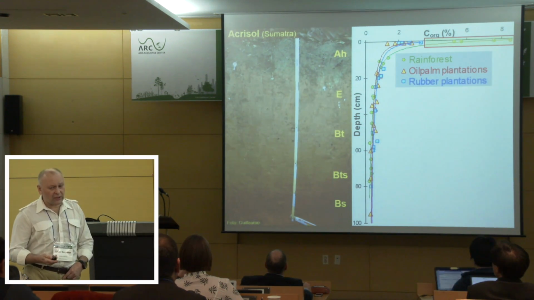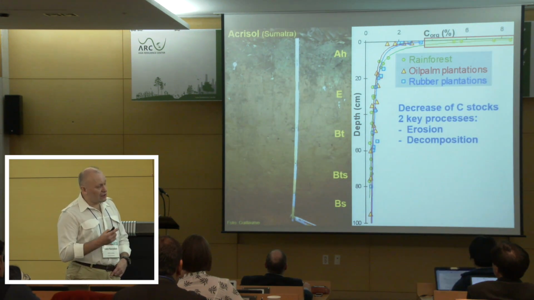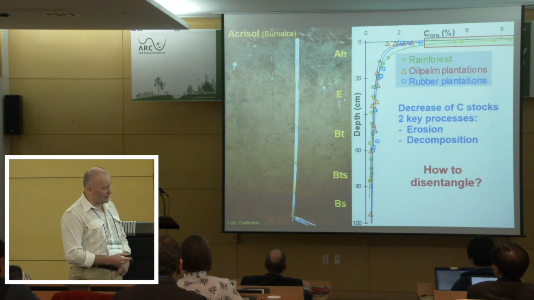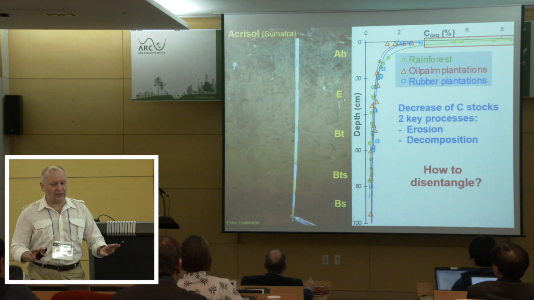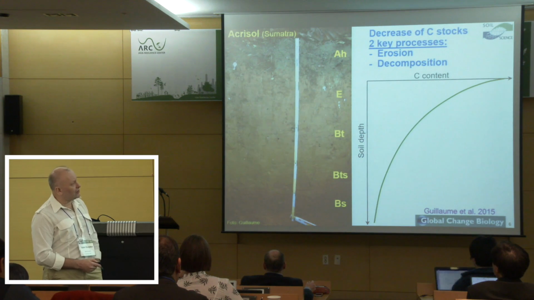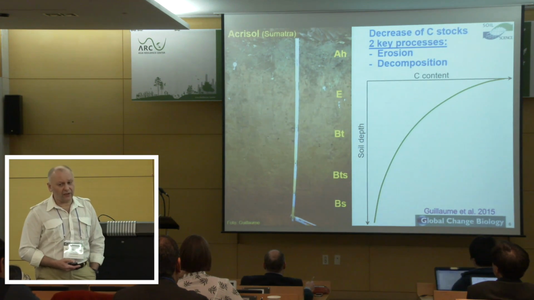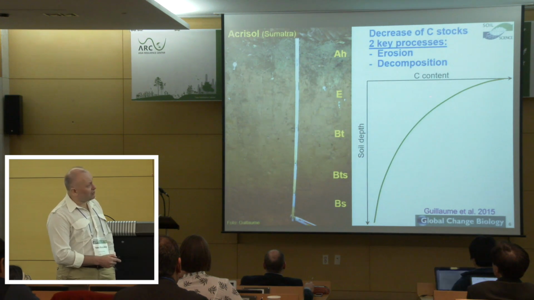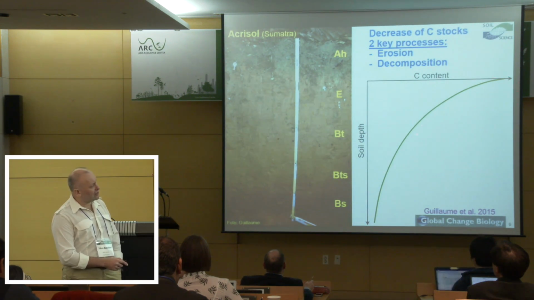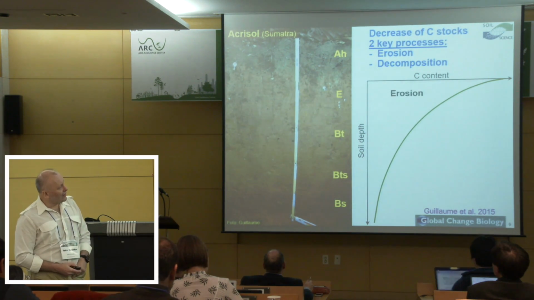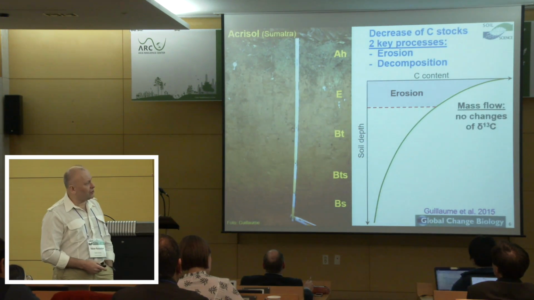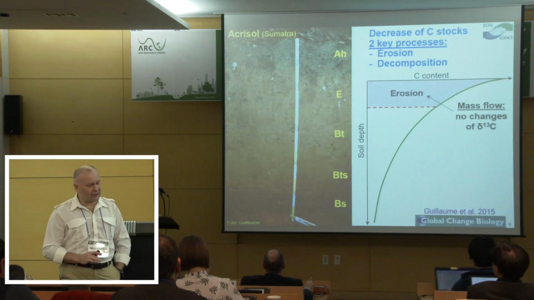And the question was how we can investigate the decrease of carbon stocks by these two processes, erosion and decomposition, how we can disentangle this. For this we suggested completely new methods based on the isotopic composition of the carbon in soil. At first, a few words about our suggestion and hypothesis. If this is carbon content and this is soil depth, this is the common view for the carbon content, and erosion is going from the top, and this is a mass flow. Mass flow doesn't lead to changes of isotopic composition.